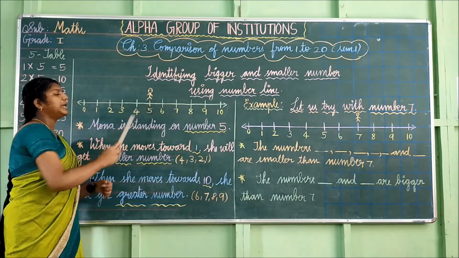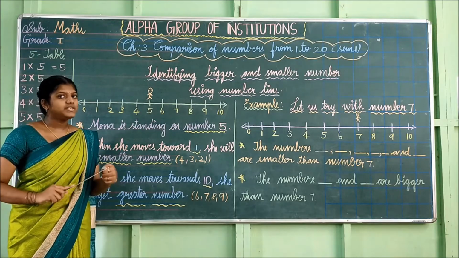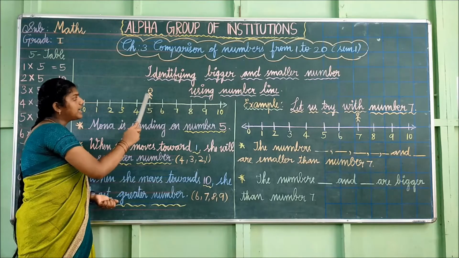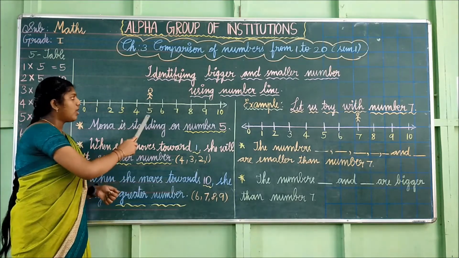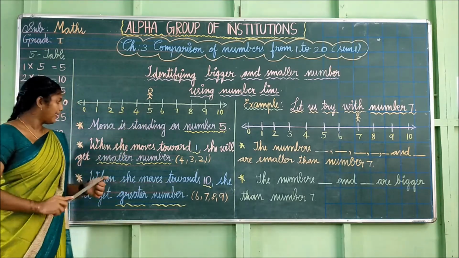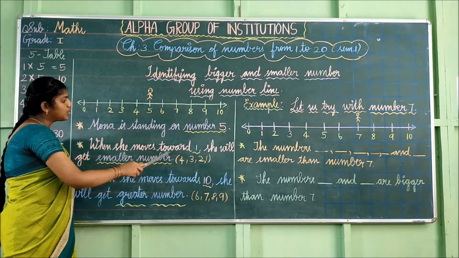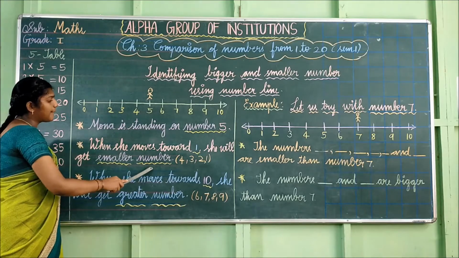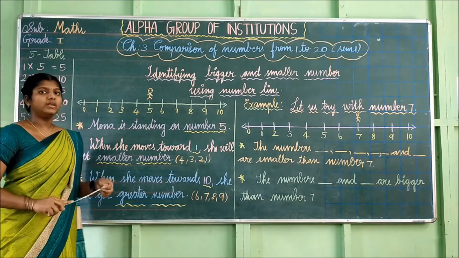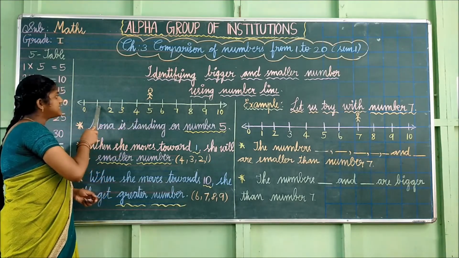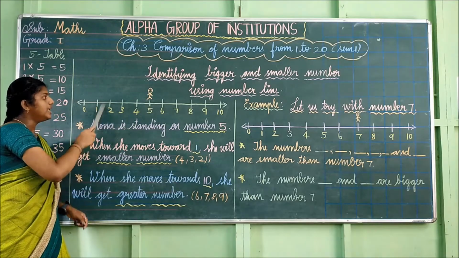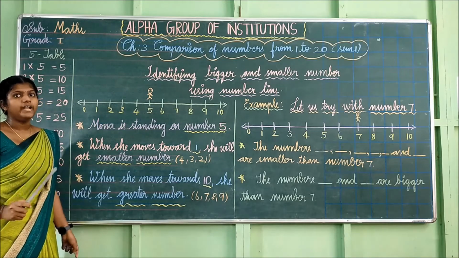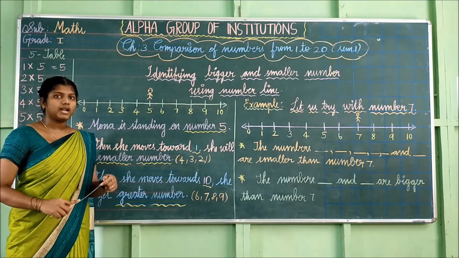So this is our Mona. Where she is standing? Yes, she is standing on number 5. She is standing on number 5. When she moves towards 1, she will get smaller number. So when Mona moves towards number 1, here is number 1 and she is standing here. When she moves towards number 1, we will get smaller numbers.